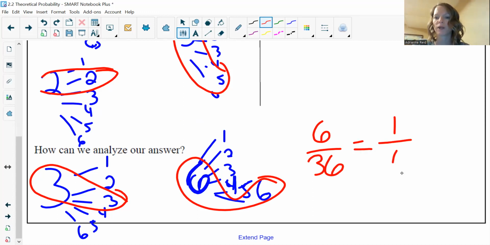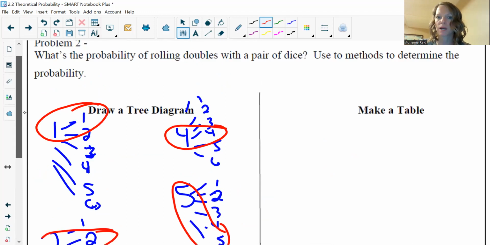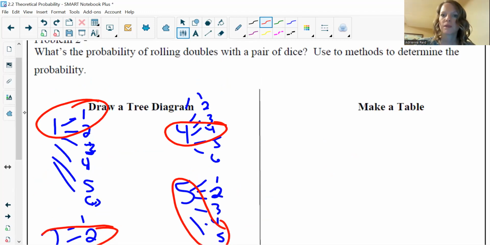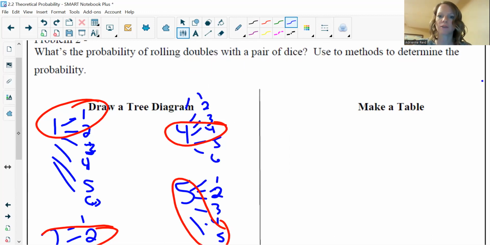But that does reduce to a 1 in 6 chance. In each of those sets, I have one double. I have 1, 1, 2, 2, 3, 3, 4, 4, 5, 5, 6, 6. So my reduced number is a 1 in 6 chance. This table is just going to help us see all the possible outcomes for the tree diagram. If that seemed very obvious to you, still practice it because we'll use that later on in the course.